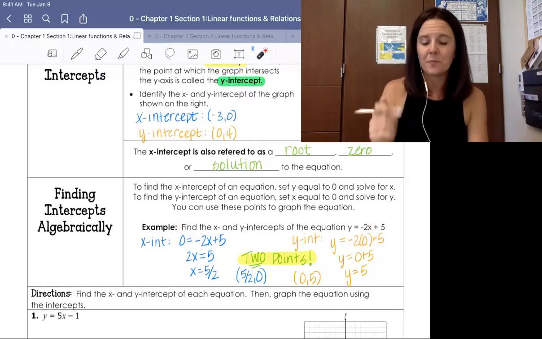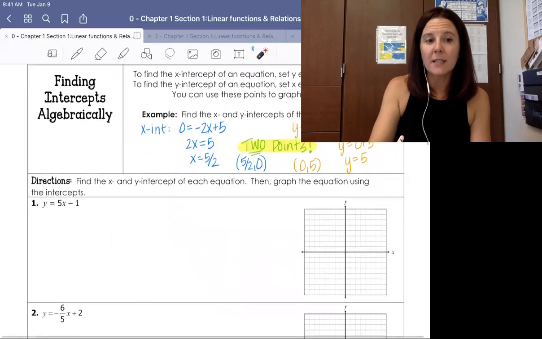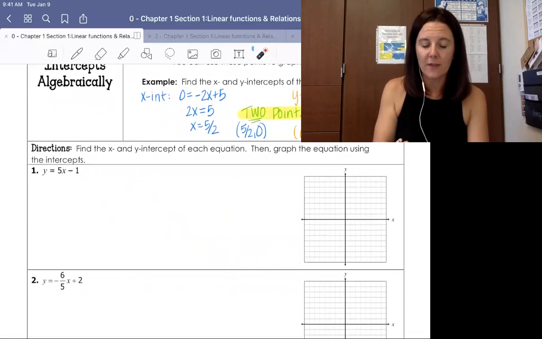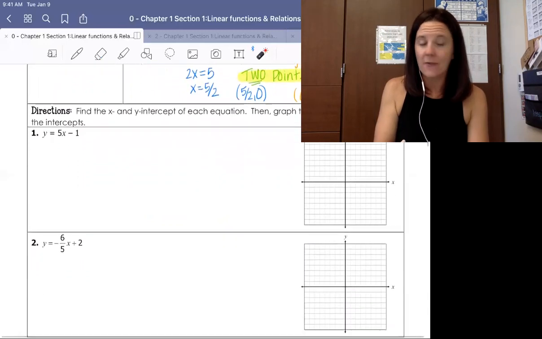You have 2. All right, so all of our practice problems today deal with finding the x and y intercept and then graphing the equation. So let's dive right in.